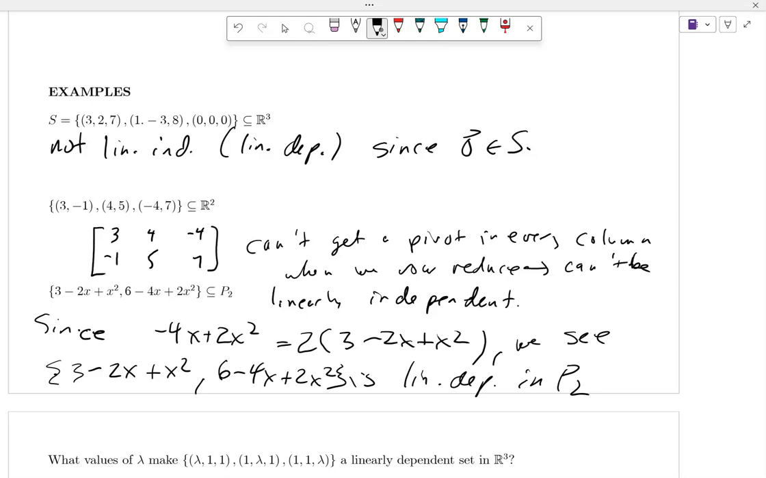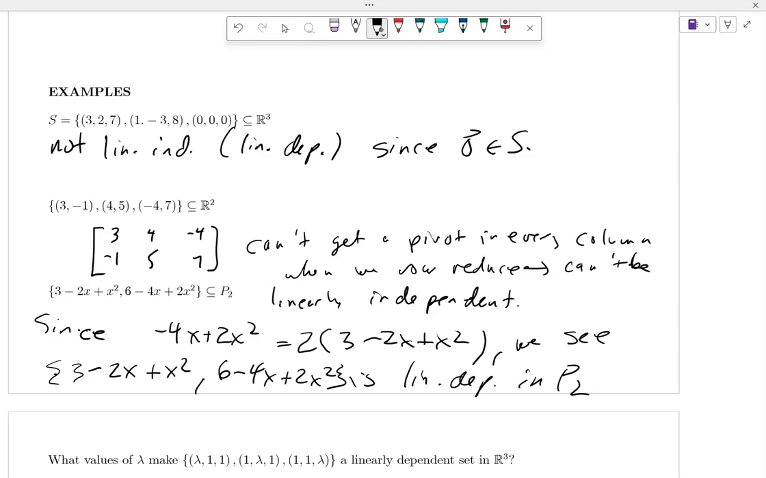If you were thinking about the other way, like we just came up with for Rn, we said that if the number of vectors was bigger than n, it was linearly dependent automatically, right? We didn't have to do any work. Is the same thing true for P2? If I have 3 vectors in P2, is it automatically linearly dependent?